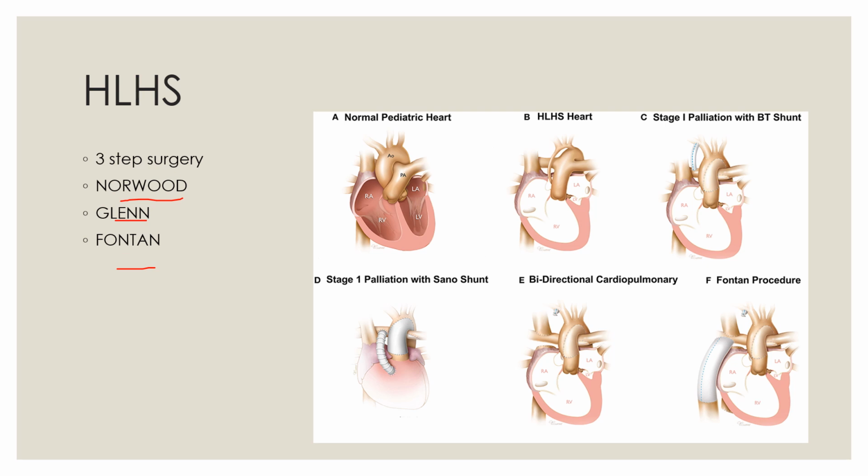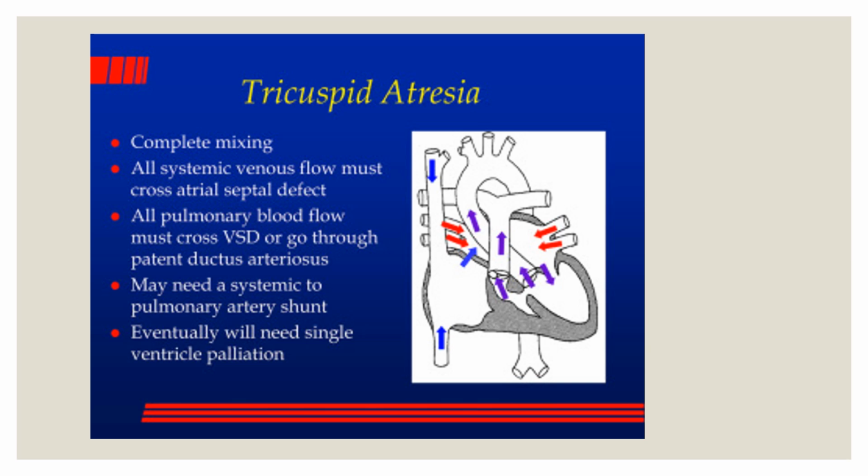The left ventricle is not even there, right? So stage 1 palliation with the Blalock-Taussig shunt. Okay, then you give other shunts, and finally the procedure is Fontan procedure. It's actually a 3-step procedure.